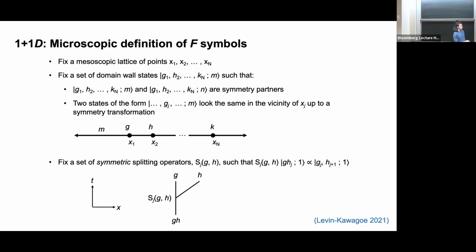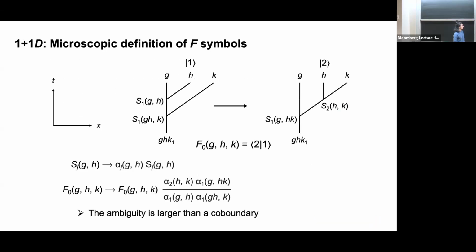Okay, so we choose a Hamiltonian, we choose a set of dimensional states, and we choose a set of splitting operators. So how do we extract the anomaly cocycle? Well, we can do the same thing that I described earlier. We start with a state that has a GHK domain wall at point x1, and then from there we define two states, 1 and 2, using the splitting operators that we've defined.